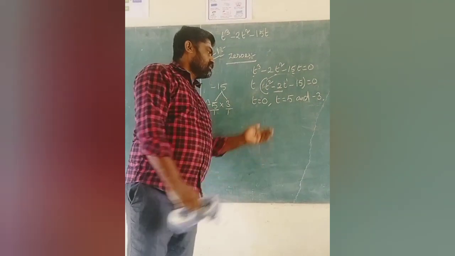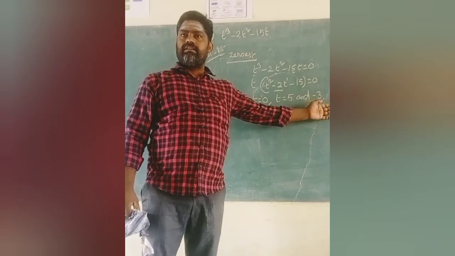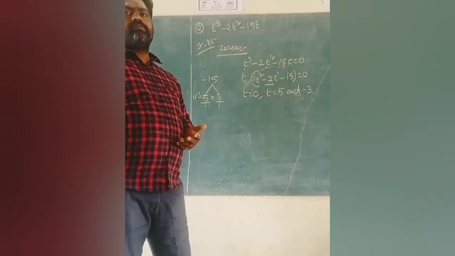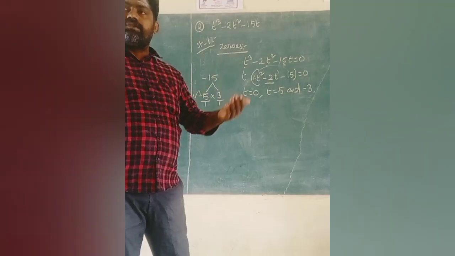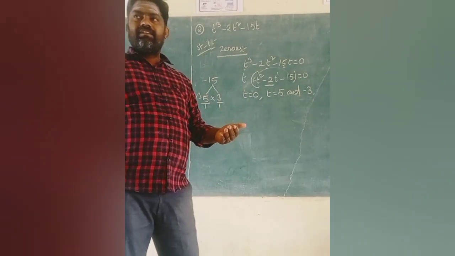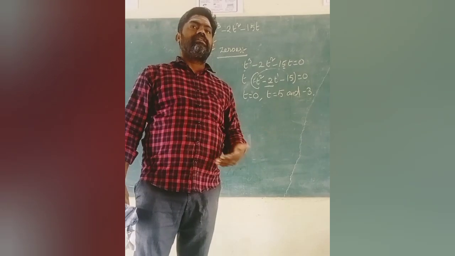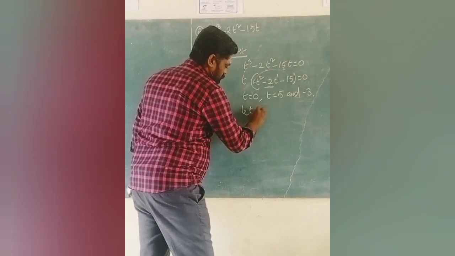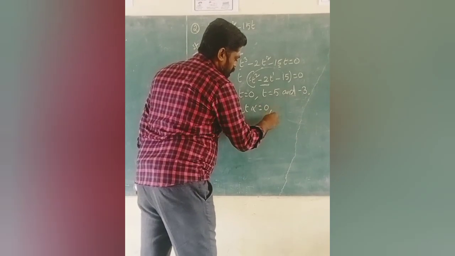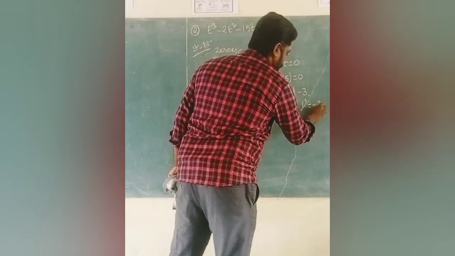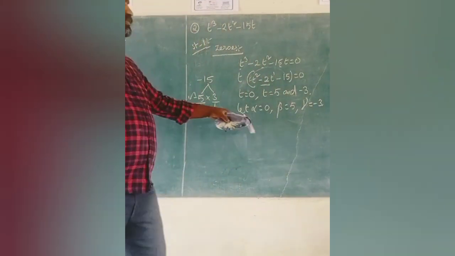Now, how many zeros we have? 3 zeros, isn't it? So we need to use 3. Then how do you find the sum of the zeros? Yes, alpha plus beta plus gamma, isn't it? So we can take let alpha is equal to 0, then beta is equal to 5 and gamma is equal to minus 3. So we can use these zeros.